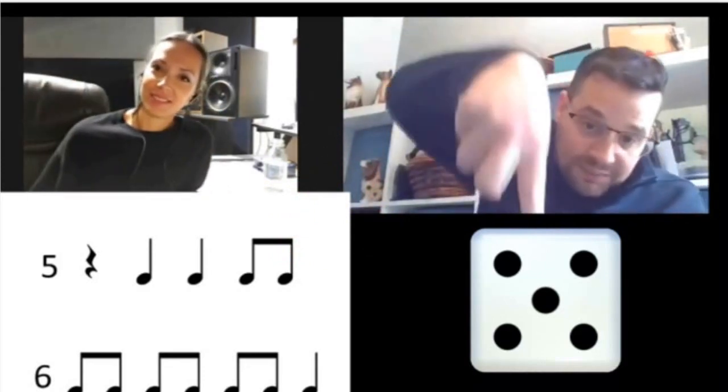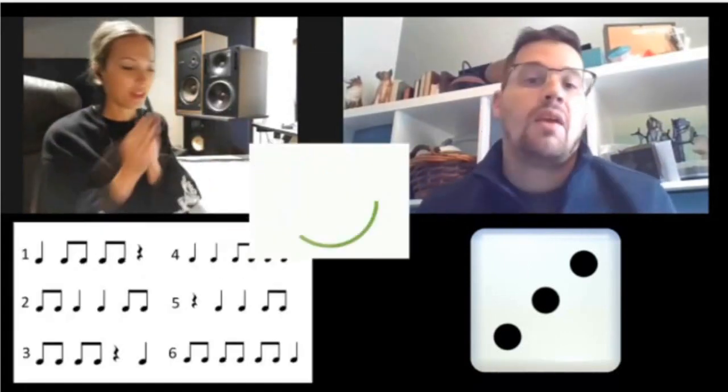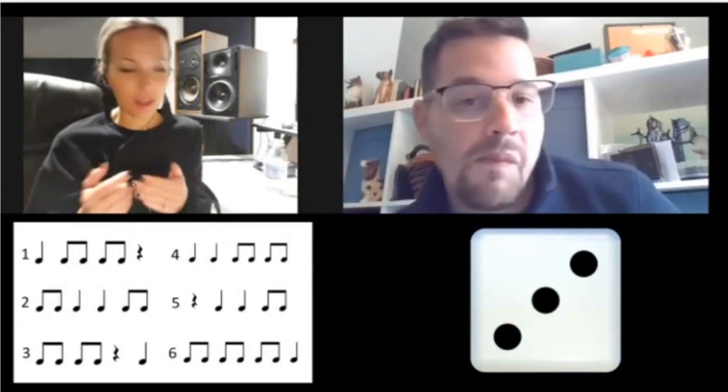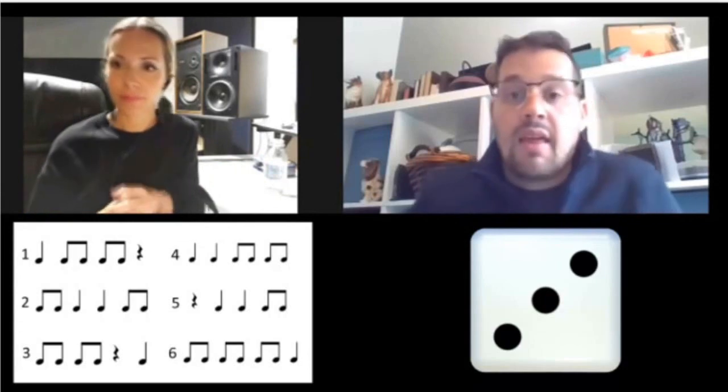Here we go. This time they got a 3. Okay. 1, 2, here we go. Ti-ti, ti-ti, rest, ta. You'll notice that when I go to do the rhythm for rest, I put my hands to the side. If you want to say rest or shh, that's up to you. But it's good to say something to put in place there.